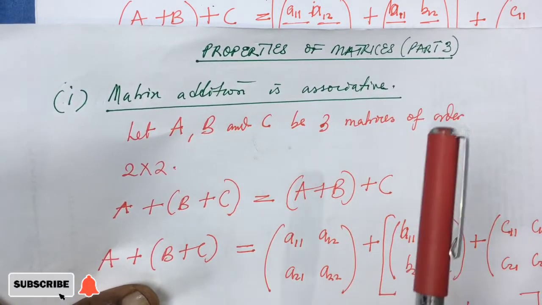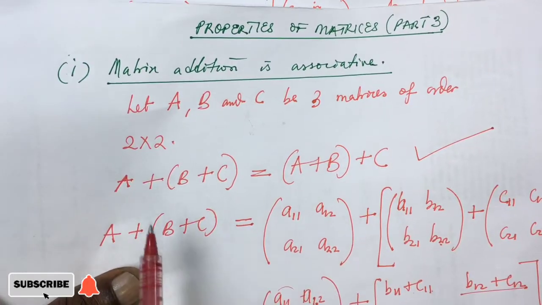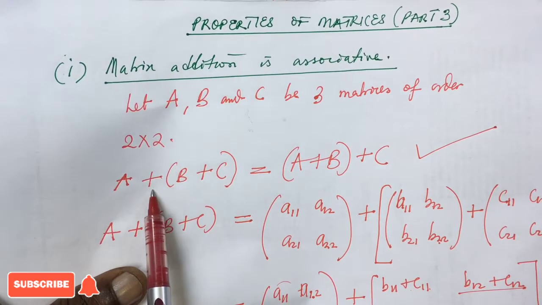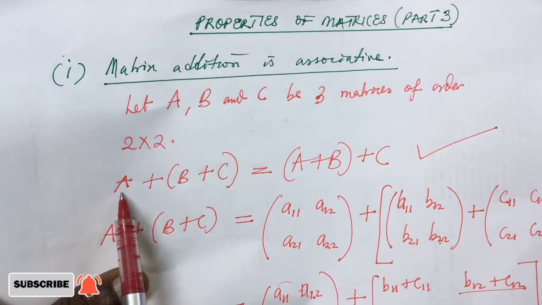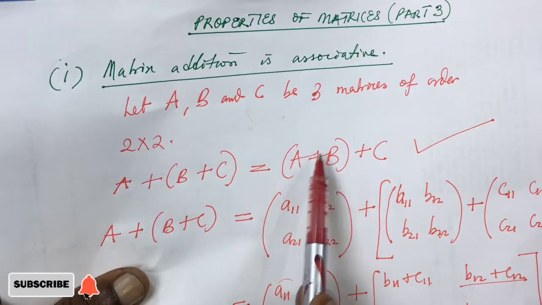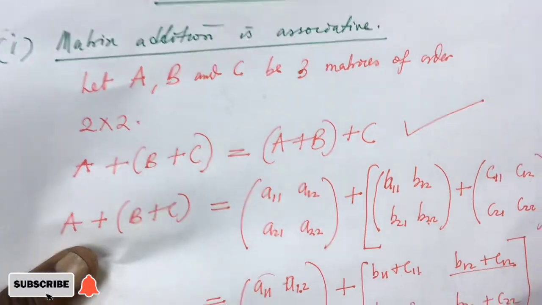Matrix addition is associative. So in associativity property, take note, there are two equal operations. This is plus, this is plus. A plus in bracket B plus C will be equal to A plus B in bracket plus C. So that is associativity property.